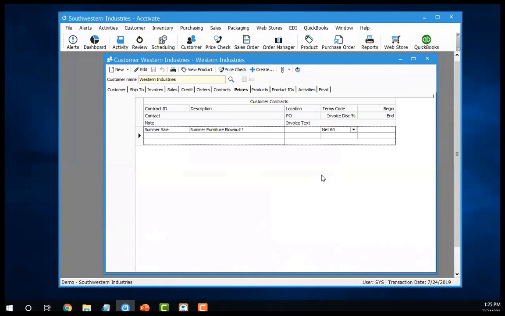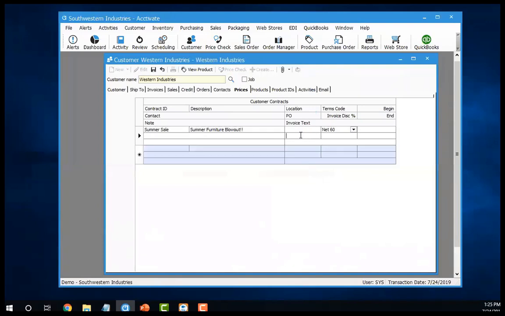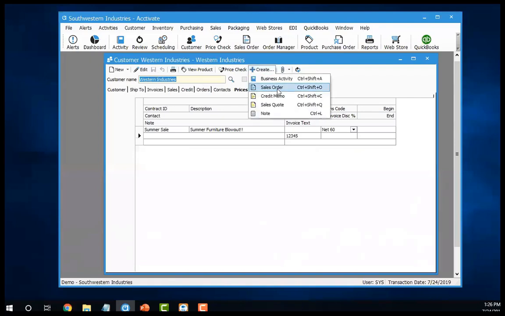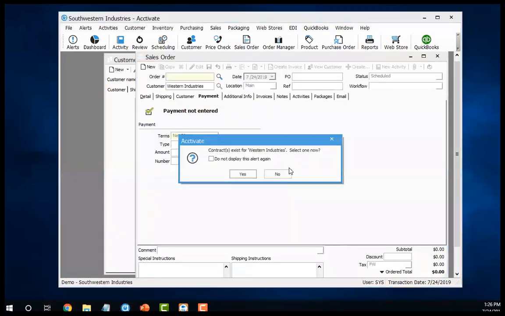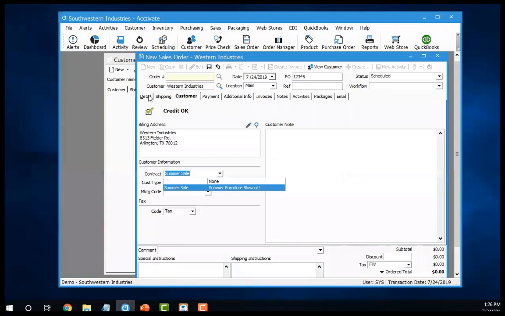Okay, let's see what else is there. You could also set a unique PO number. So I could set a PO number here and say it's 1, 2, 3, 4, 5, and I create an order. It sets that PO number on the order based on the contract. So if they're all going to be the same, maybe this is one huge order, customer PO, and you want to use the same number, you can set that as well. And these are things that you can do with customer contracts that you can't do with any of our other pricing levels.